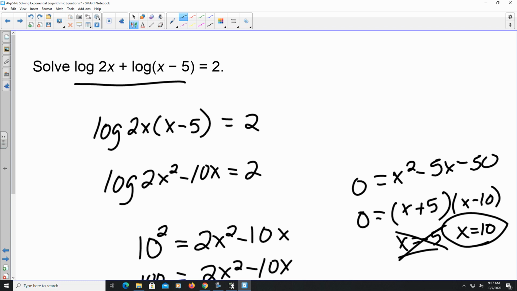And that is being able to solve exponential and logarithmic equations. I hope this helps. Till next time.